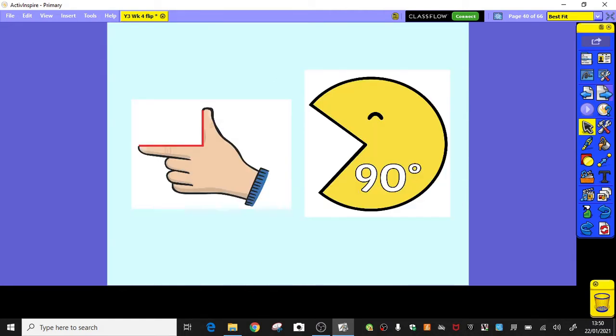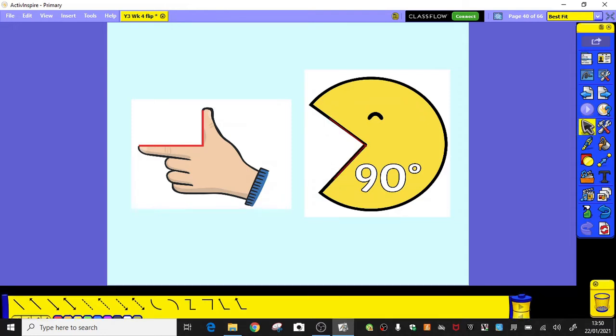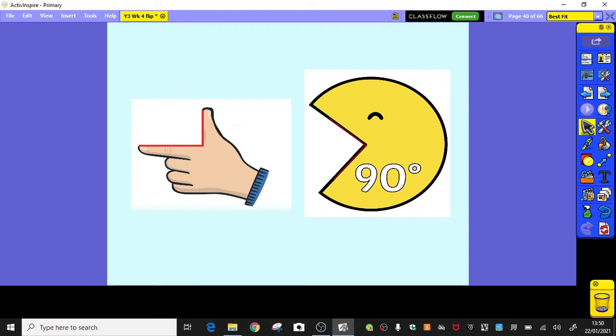So, a right angle. Well, we've got two angles here. We know that an angle is made where two lines join. So we've got the right angle. If you put your thumb and your finger pointing like that, that makes a right angle. And also, you may have already made your angle eater. We've got two lines joining there to make a right angle. It looks a bit like a square corner, doesn't it?